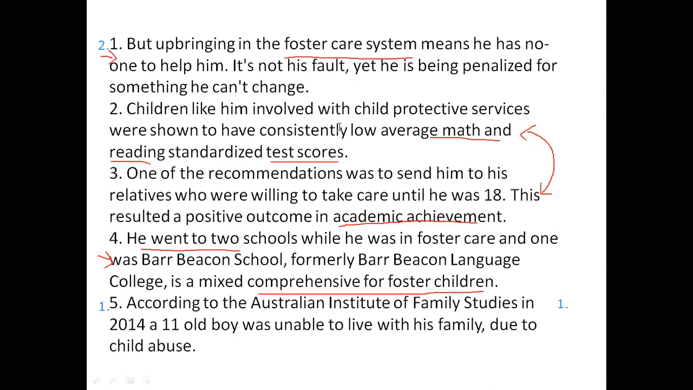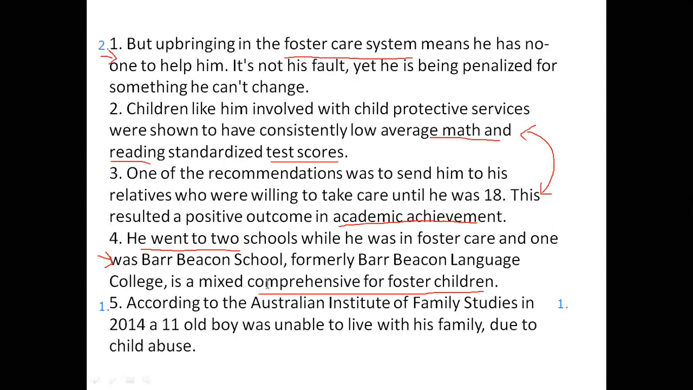Children like him involved with child protective services were shown to have consistently low average maths and reading standardized test scores. One of the recommendations. So he went to 2 schools while he was in foster care, and now we found a connection in this one as well. Upbringing in the foster care system, and he went to 2 schools comprehensive for foster children.